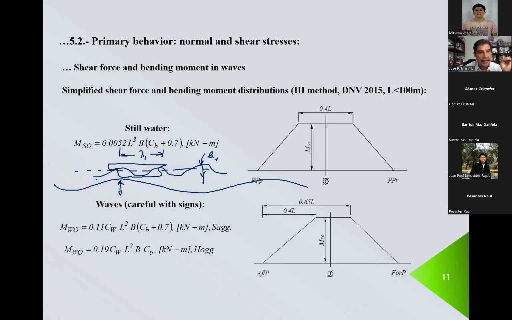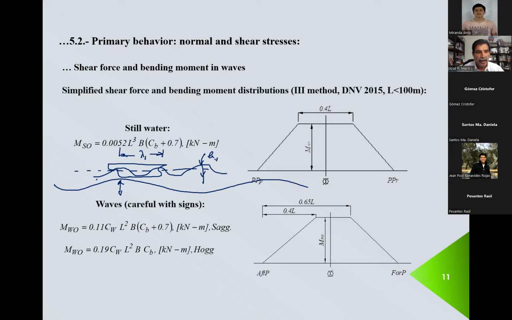That's why this CW goes with the length of the ship. So you have a larger ship, a longer ship. That means that the longer wave will produce a larger bending effect. And a longer wave will have probably a larger height, and that's why CW, you will see in the rule, depends on the length of the ship.